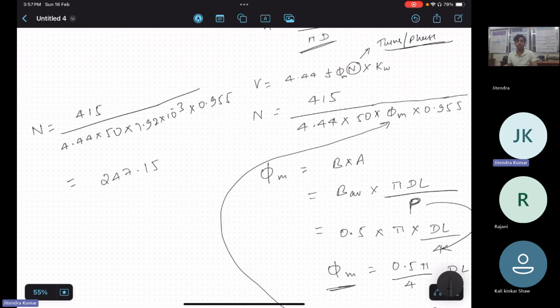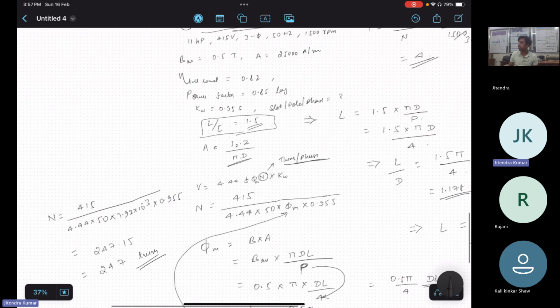Okay, so ideally we can take 247 or 248 number of turns. So this is all about this problem. Any final question regarding this? No, sir.